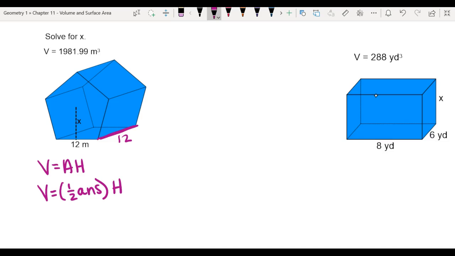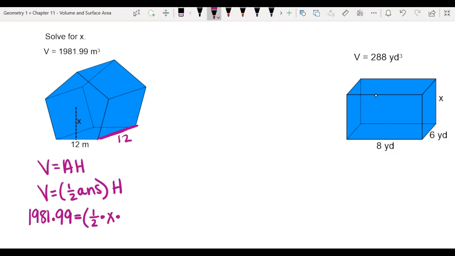So now we're going to plug in what we know. We know our volume, so that's going to go right here. So that's 1981.99 equals 1/2. We don't know our apothem. A is our apothem. It's this length here. We don't know it. That's what our X is.